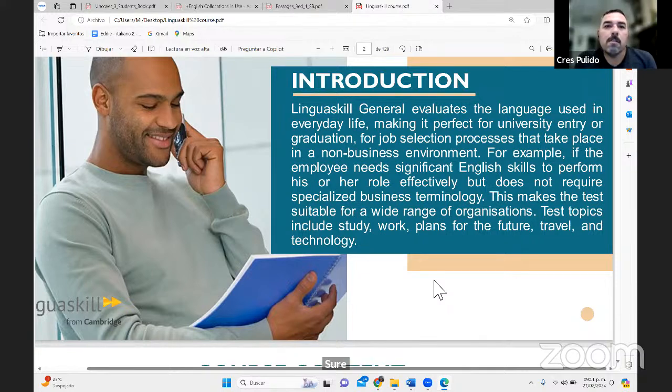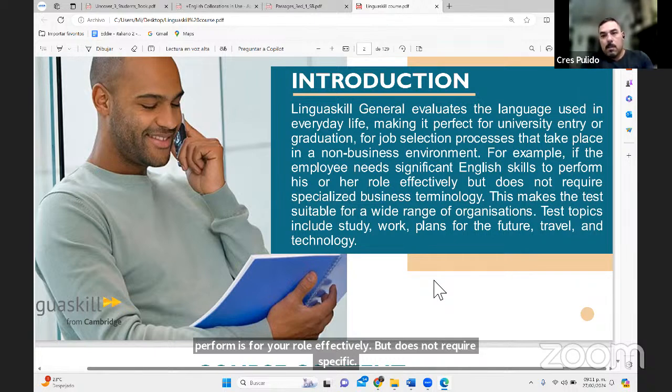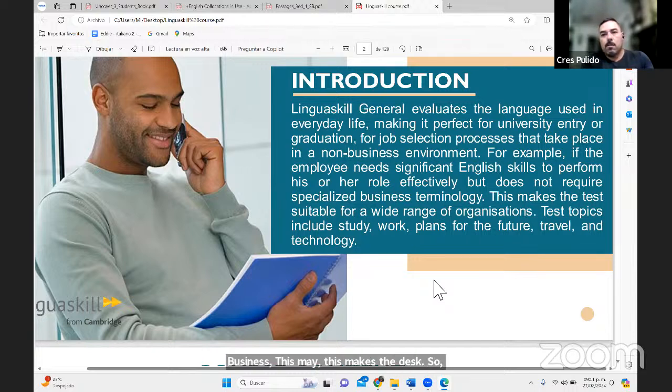Sure. Introduction. Linguaskill General evaluates the language used in everyday life, making it perfect for university entry or graduation, for job selection processes that take place in a known business environment. For example, if the employee needs significant English skills to perform his or her role effectively, but does not require specialist business terminology. This makes the test suitable for a wide range of organizations. Test topics include study, work, plans for the future, travel, and technology.